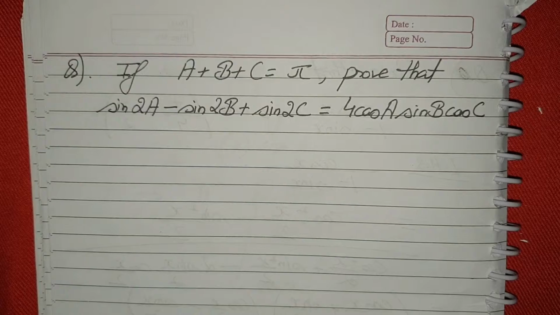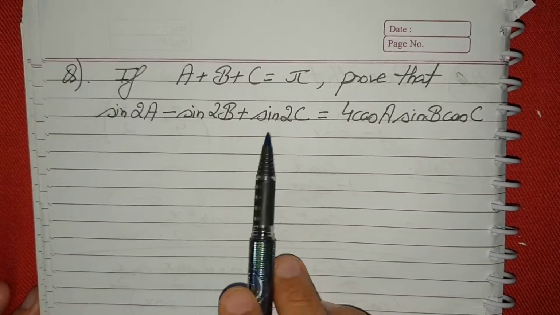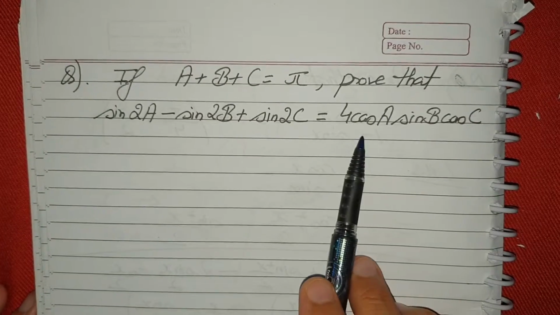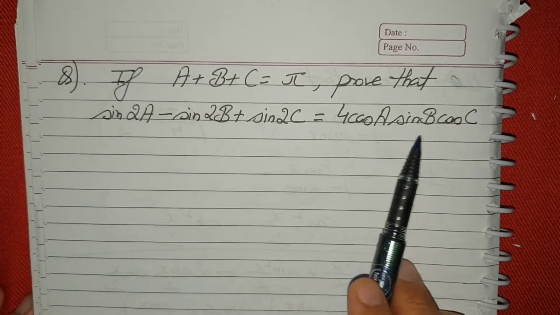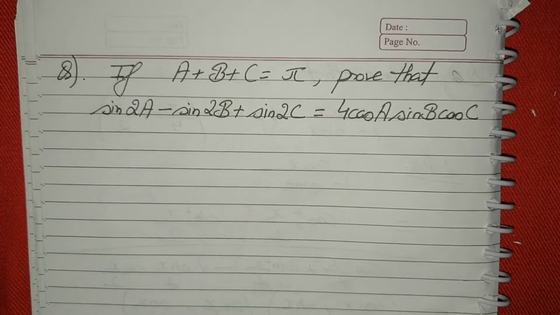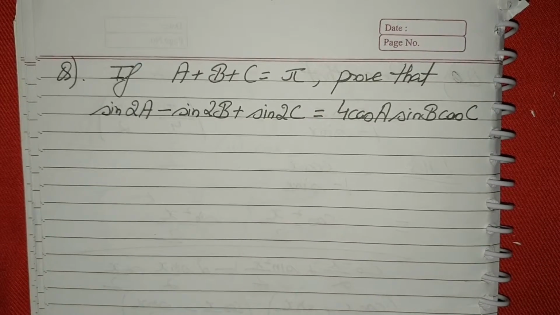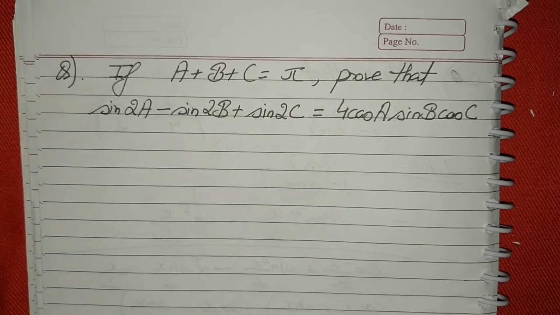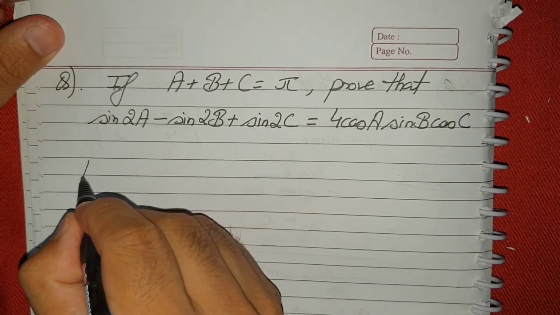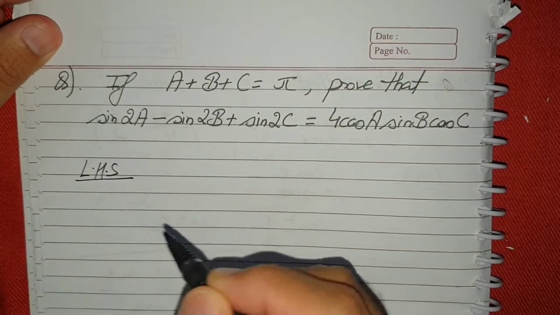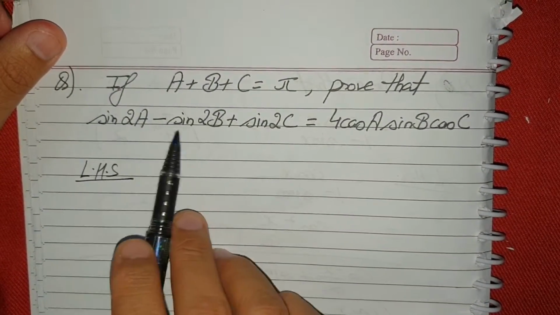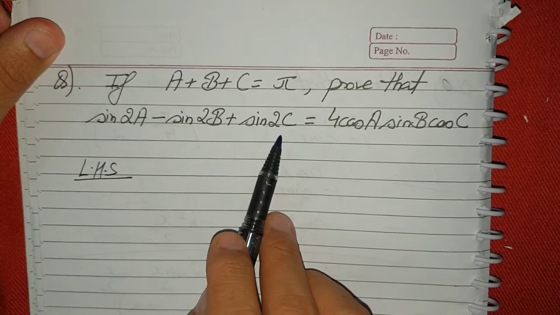Now our first example is, if A plus B plus C is pi, you have to prove that sine 2A minus sine 2B plus sine 2C is 4 cos A sine B cos C. You have to prove it. So these are the identities which involve sines and cosines only. Okay, so we start with the LHS. Now LHS is sine 2A minus sine 2B plus sine 2C.